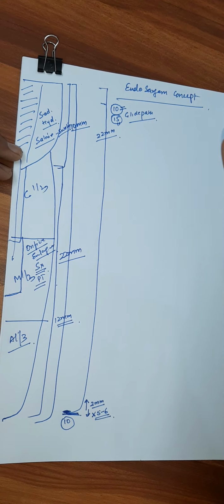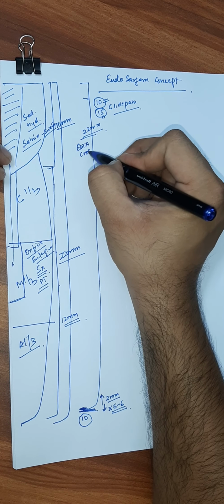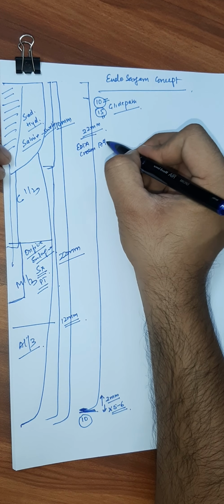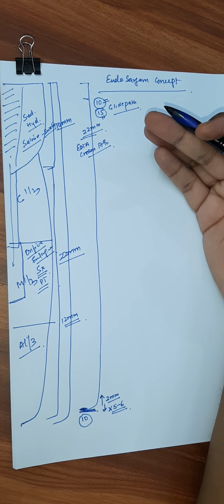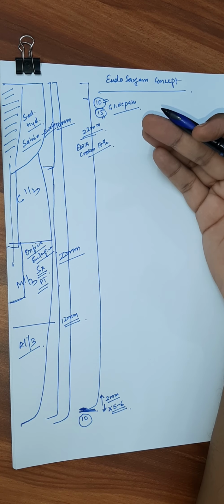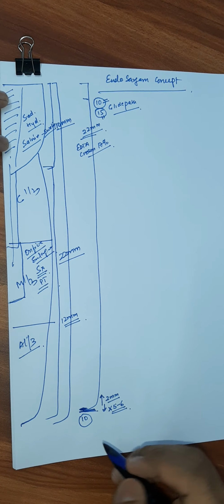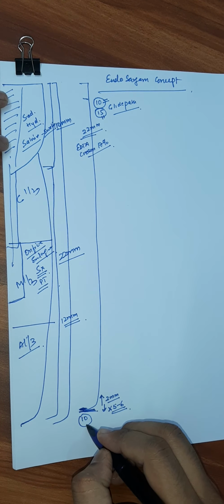Every time your file goes inside the canal, you have to use EDTA cream, that is 17%. You can bring any brand of EDTA cream. Usually the more expensive ones are better in nature, they have more chelating properties, but according to your practice you can choose wisely or economically for the EDTA cream. So we have already reached with the 10 number file.